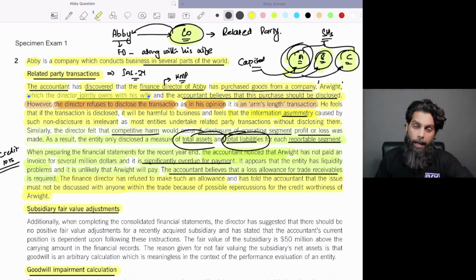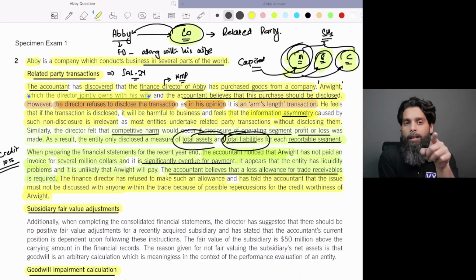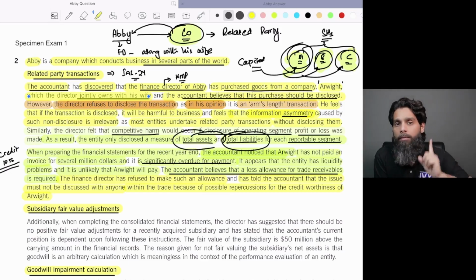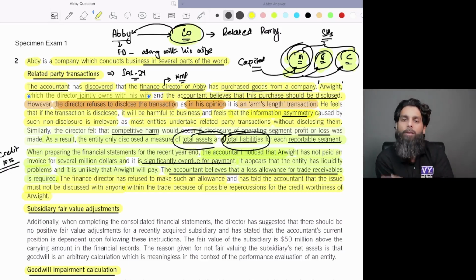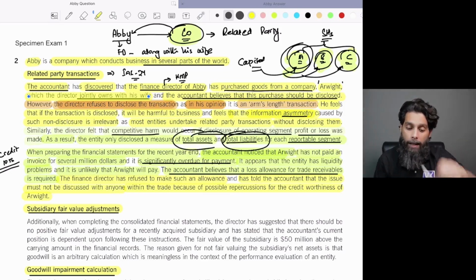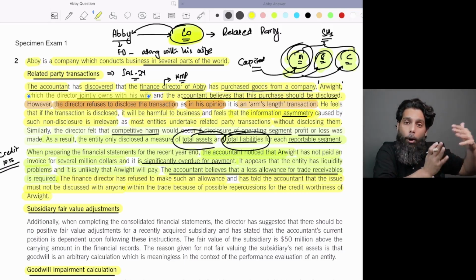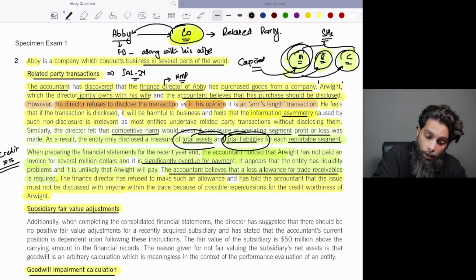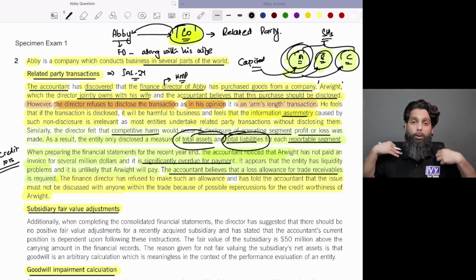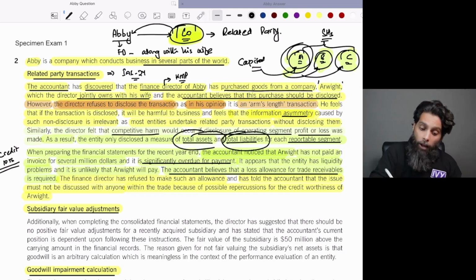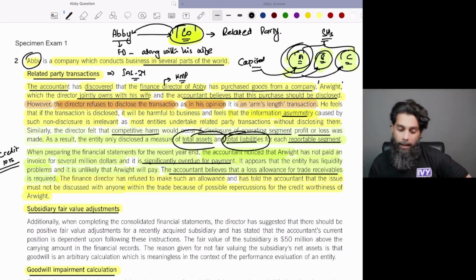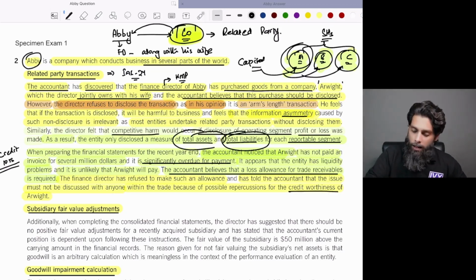Your finance director is telling you, do not discuss this issue with anyone. Neither recognize a loss allowance in your books, nor discuss this with anyone within the trade. Because if you discuss this within the trade and people get to know that Arvite is not able to pay for its obligations, then there might be some negative reputation, liquidity issues or credit worthiness issues for Arvite. Your finance director is still not concerned about that. He is still concerned about the credit worthiness of Arvite.